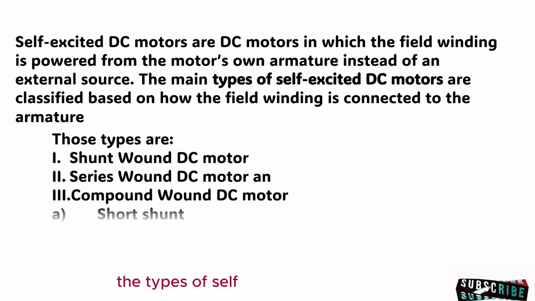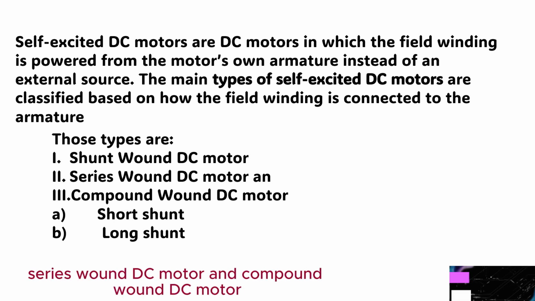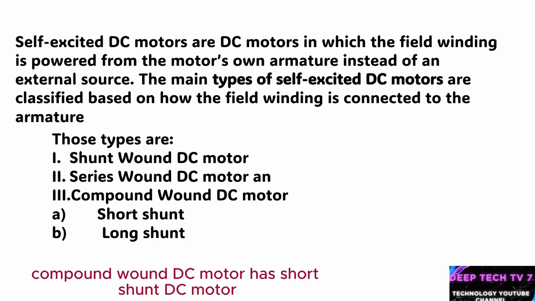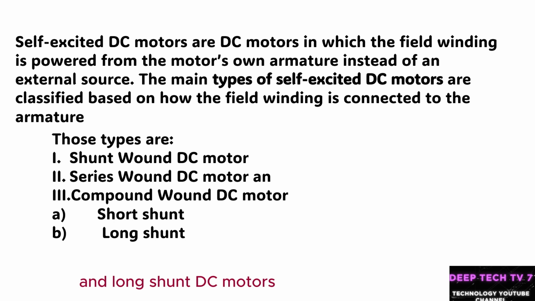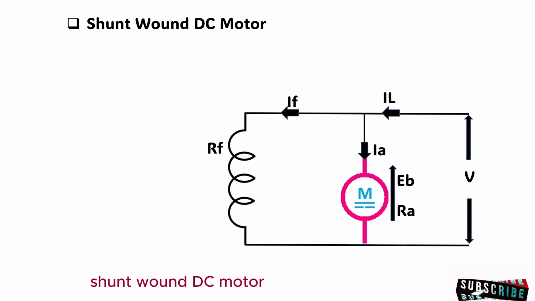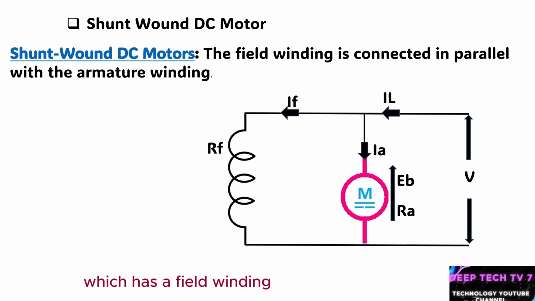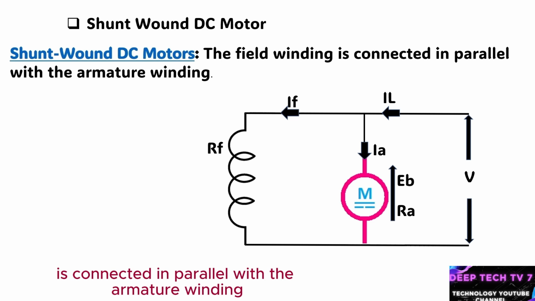The types of self-excited DC motor are shunt wound DC motor, series wound DC motor, and compound wound DC motor. Compound wound DC motor has short shunt DC motor and long shunt DC motors. Shunt wound DC motor is a type of self-excited DC motor which has the field winding connected in parallel with the armature winding.